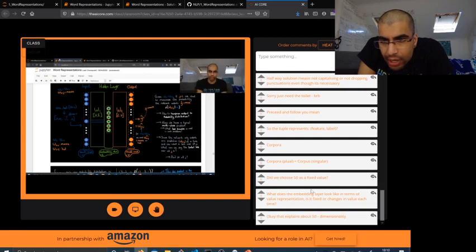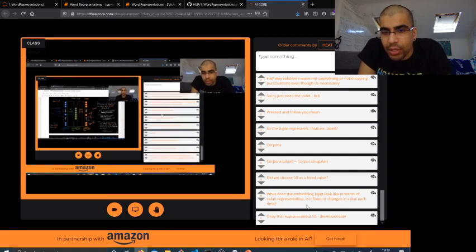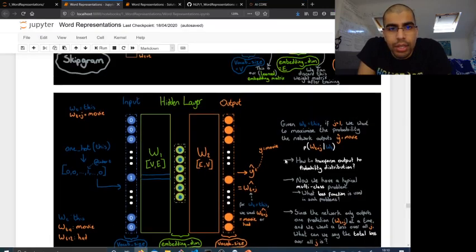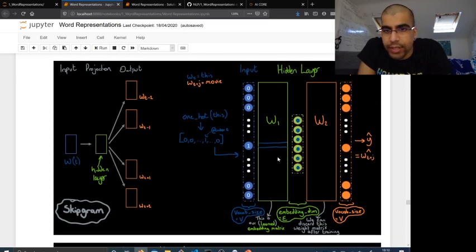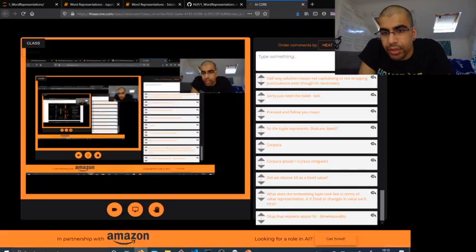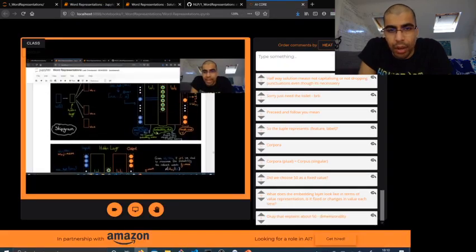What does the embedding layer look like in terms of the value representation? Is it fixed or does it change in values each time? The embedding layer, are you referring to W1 or are you referring to the hidden layer? I'll speak through it anyway.